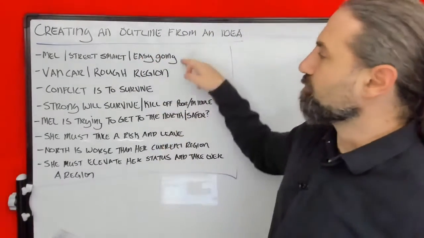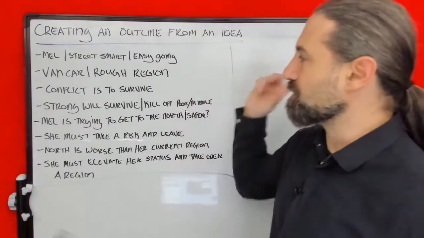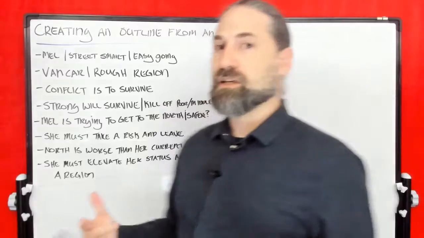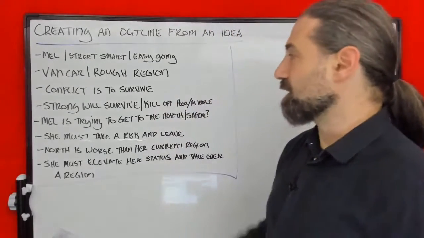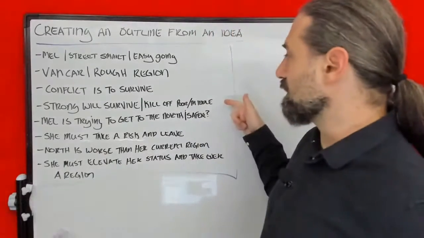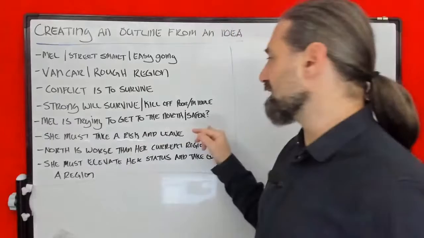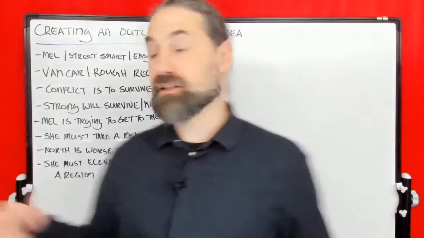Well, not yet, we have to establish her world. We have to establish that she's street smart. We have to establish she's in a rough region. And we have to establish that she's trying to survive, okay? And then the ascending conflict would be us seeing this happen, the poor and the middle class being killed off, her trying to get to the north, or at least finding out that the north exists.